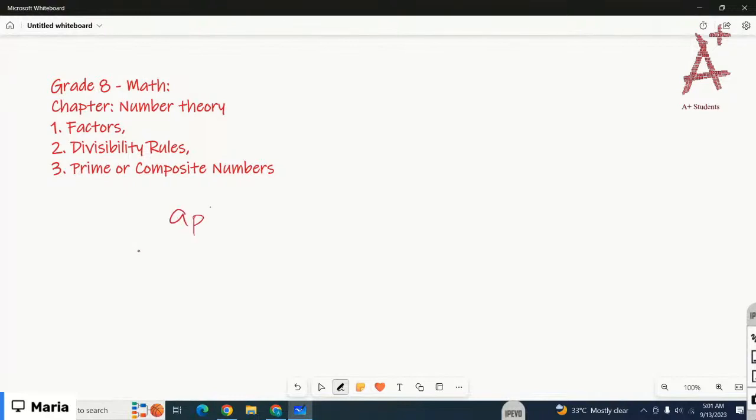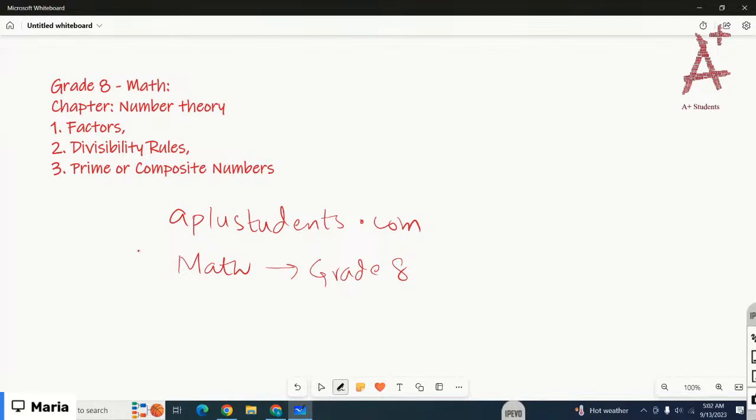So you can find all the lessons on aplusstudents.com. You have to log in there using your email address, and the password is provided by the administrator. Then you have to select math from the subject tab. Scroll down to grade 8 and then click on view all lessons. So there you can find a list of the chapters.